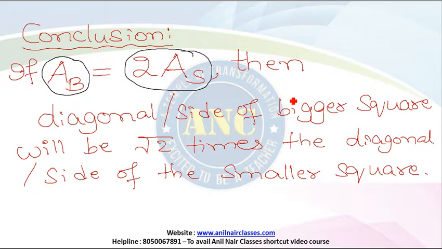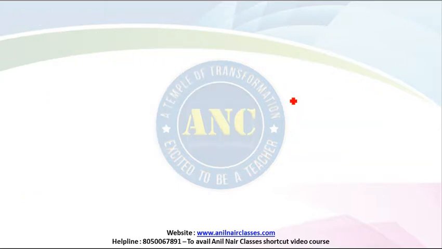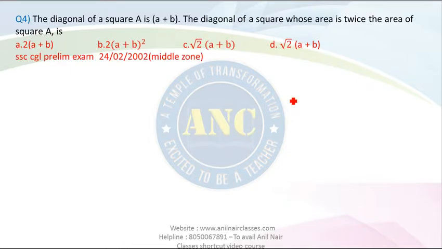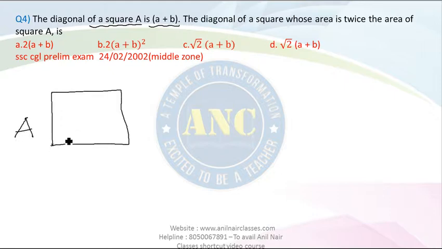Now, why did you tell this conclusion, sir? Because there is a very beautiful question which came in the year 2002, and you can answer it right now probably without using a pen, in 1 second, if you have understood the conclusion from my previous problem. The diagonal of a square A is A plus B. That means I have a square named square A, and the diagonal is given as A plus B. Beautiful. This is the first statement.